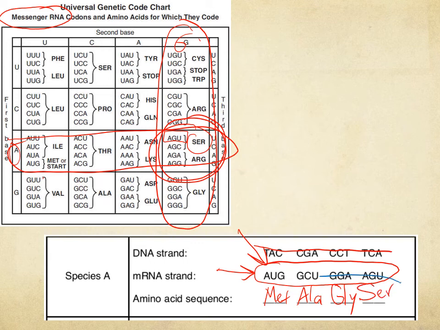So this sequence of DNA up top that I crossed out produces this messenger RNA sequence, and that gives the instructions for the ribosome to make those four amino acids, a little protein chain out of those four things: methionine, alanine, glycine, and serine.